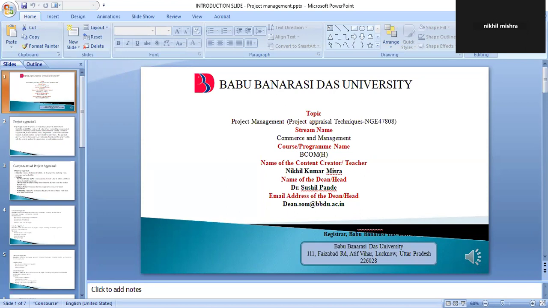Project appraisal is basically the process of evaluating a project's potential to check the viability of the project before implementing it, to check its feasibility and overall value before committing resources to it. It means appraising the project on various parameters so that we can take a decision on whether we have to go for it or not. This is the project appraisal.